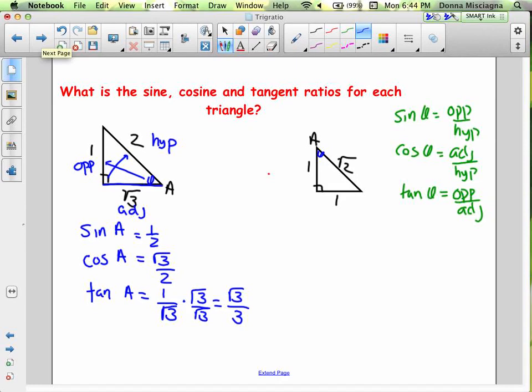I will tell you that this is a special triangle. And we'll see what you discover about this triangle as we're solving measurements and working with triangles, but I won't tell you anything else. Let's look at this one.